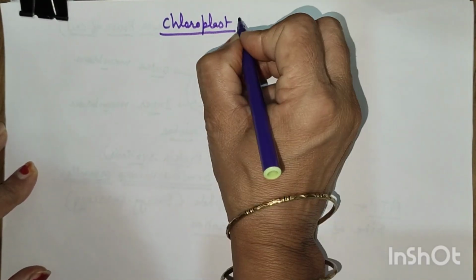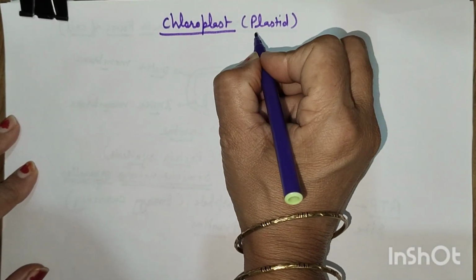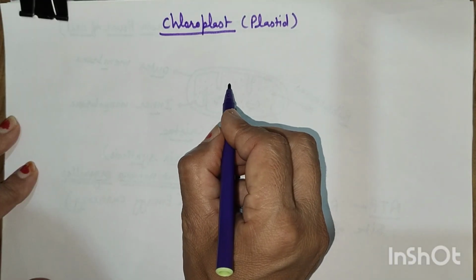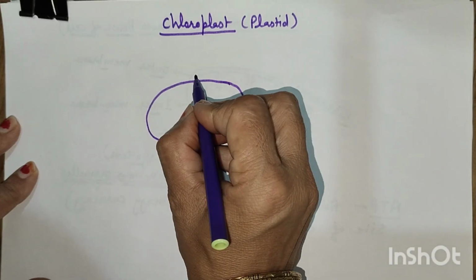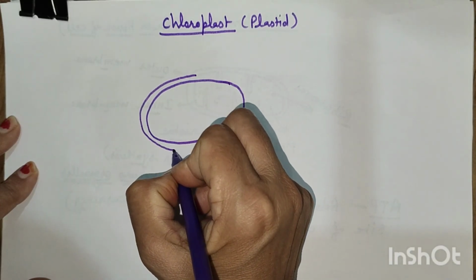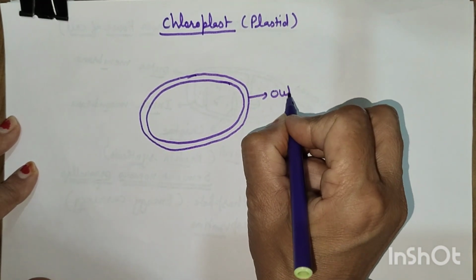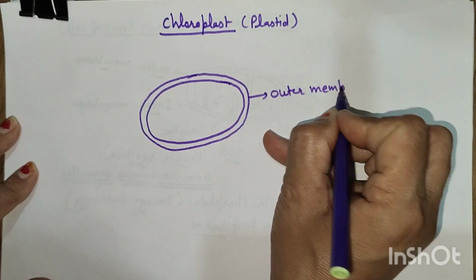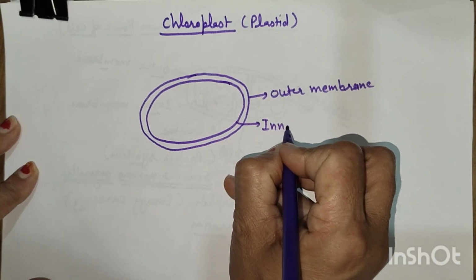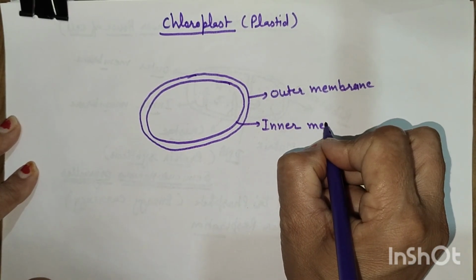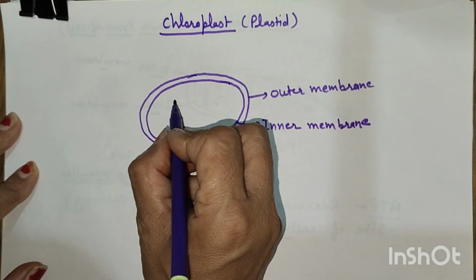It is a type of plastid. These are present in the plant cell, green in color, and help in the process of photosynthesis. Chloroplast is a double membrane organelle. This is the outer membrane and this is the inner membrane.